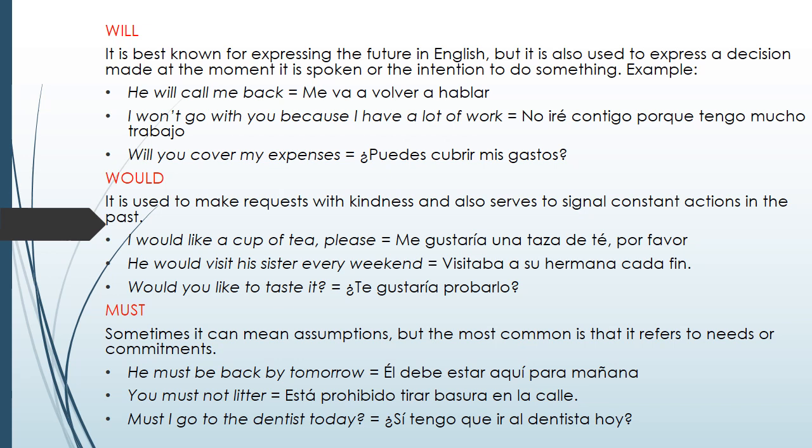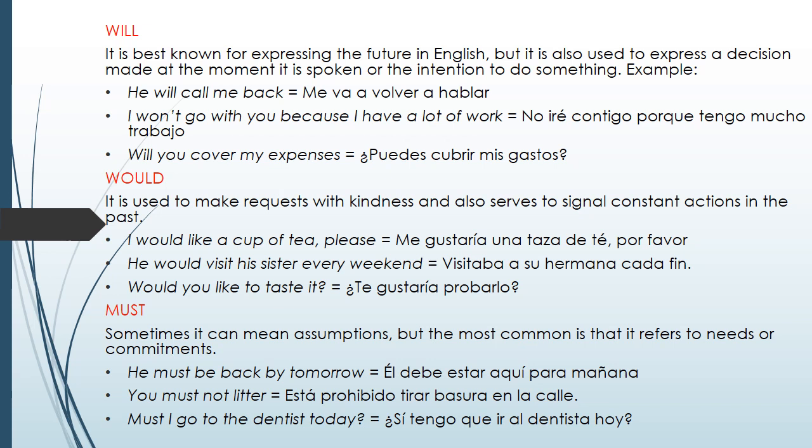The next modal verb is would. It is used to make requests with kindness and will serve to signal constant action in the past. Okay. Ese would es el pasado de will. ¿Ya? Este would, por lo tanto, modifica el verbo, like, me gustaría. I would like a cup of tea. ¿Ya? And he would visit his sister every weekend. Would you like to taste it? For example, I like a cup of tea. Me gusta una taza de café. Pero si pongo would, like, me gustaría, okay?